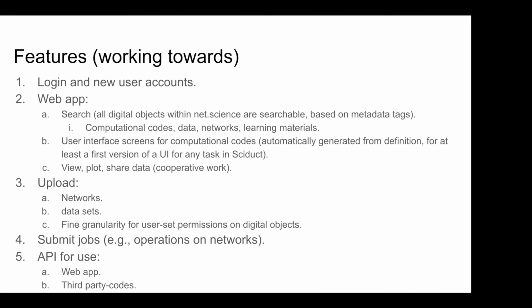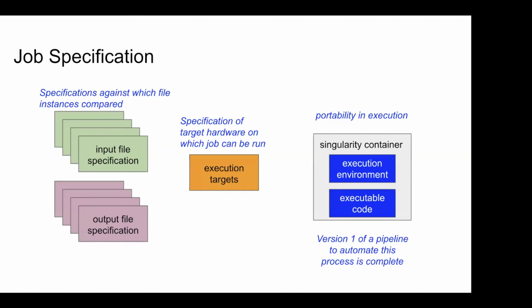And then we have the API, which the web app uses, and third-party code. For example, we mentioned RStudio before, and Python notebooks would be examples of third-party codes that would directly access the API for more compute intensive operations rather than always going through the web app.